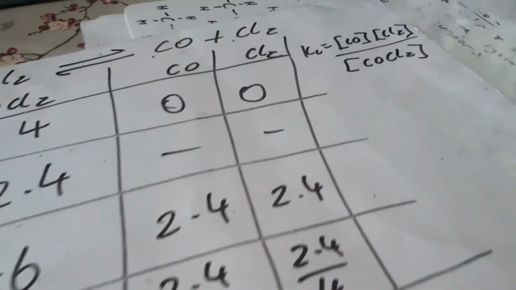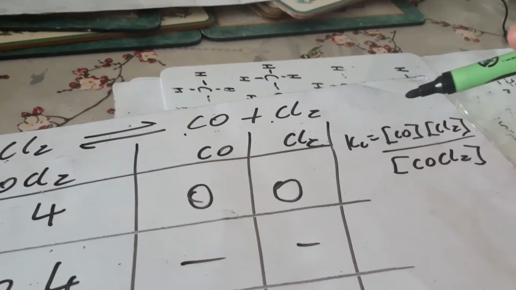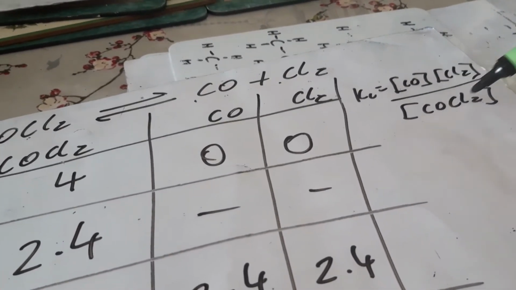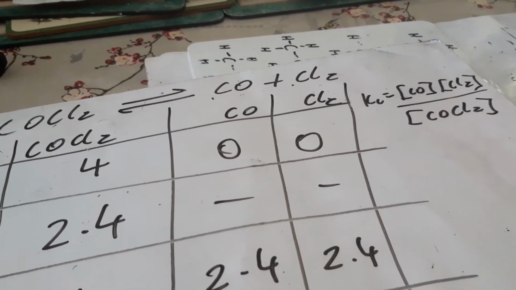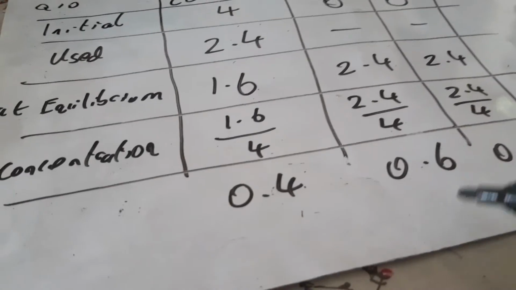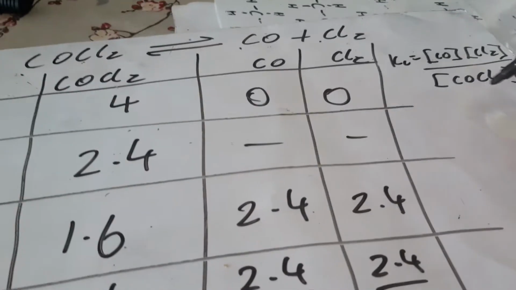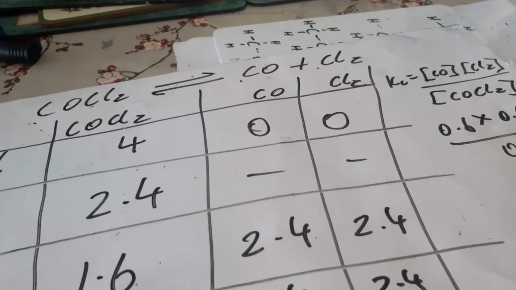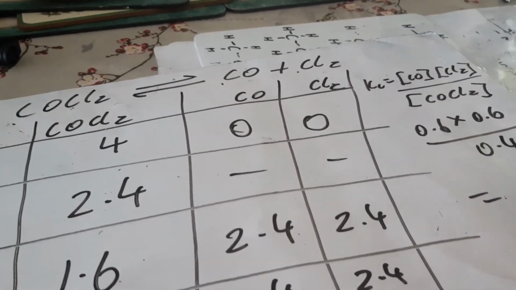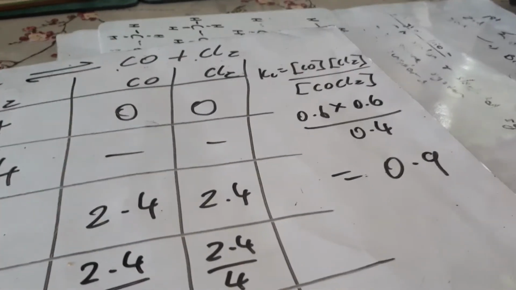Now I've got these 3 values, and I'm ready to calculate Kc using my equation. Kc equals [CO] multiplied by [Cl2] divided by the concentration of [COCl2]. Those square brackets are really important, so make sure you include them if you're asked to write Kc. I put the values in: 0.6 multiplied by 0.6 divided by 0.4. When I put that into my calculator, I get a Kc value of 0.9.